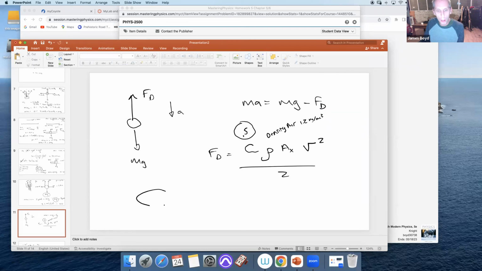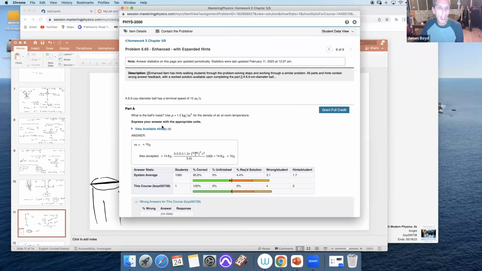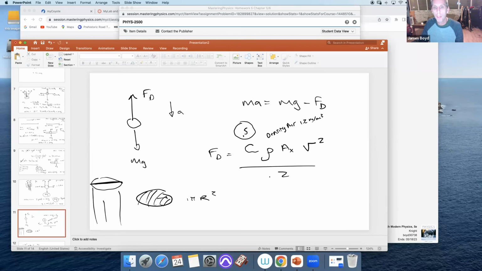Now a ball, when you're looking at it straight on, looks like a disc, and a disc has an area of pi r squared. This whole area is pi r squared. That's how it interacts with the air as it falls. The air sees it as just a circle with an area of pi r squared. So that's our A_x. We were asked to find what is the ball's mass.